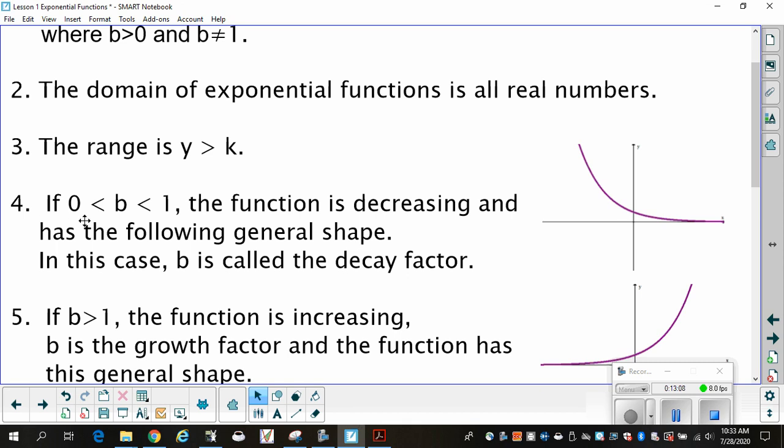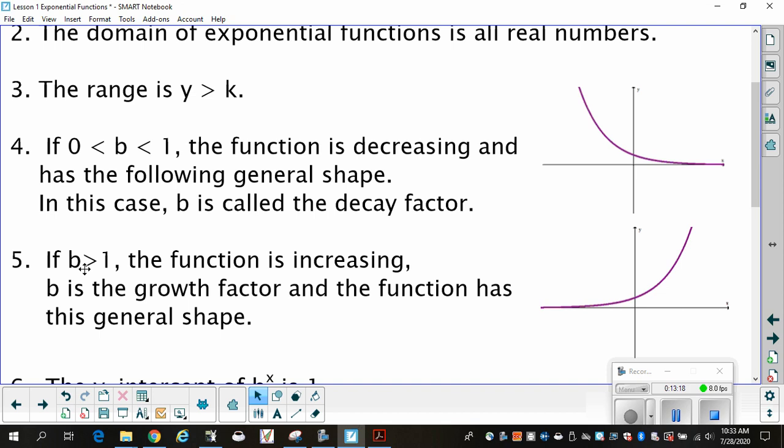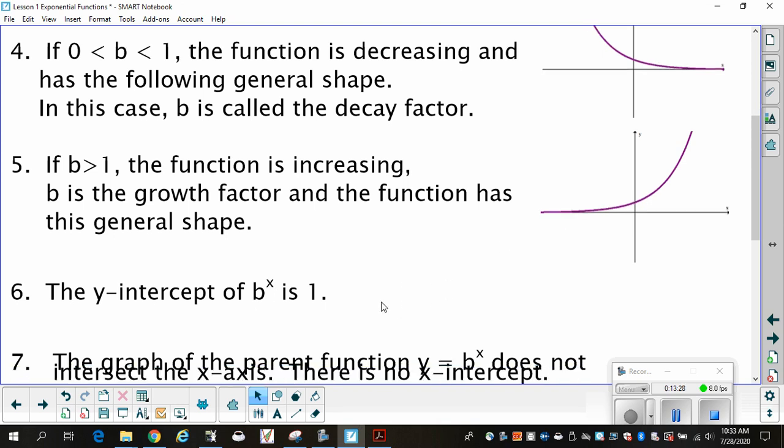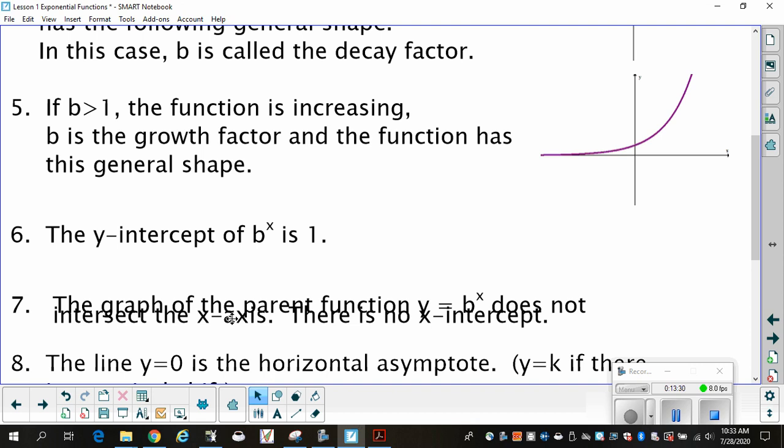If 0 is less than b is less than 1, the function is decreasing. Okay, or if you have a negative exponent, it's decreasing and it's called decay. If the base is greater than 1, or it is increasing, then it's called growth. The y-intercept of b raised to the x is 1 because anything raised to the 0 power is 1. The graph of the parent function does not intersect the x-axis. Notice I said the parent function, not just any function.